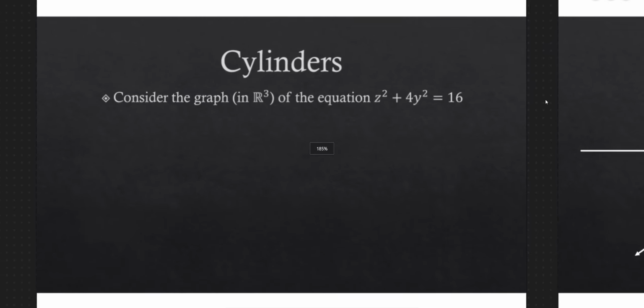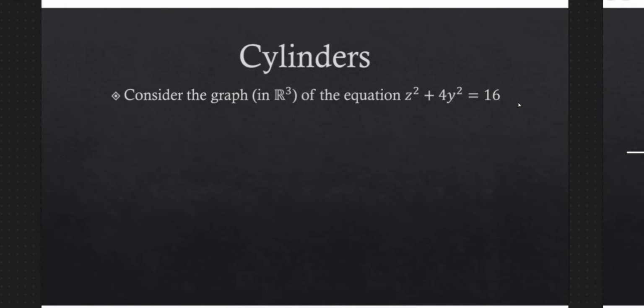So let's consider the graph of the equation z squared plus 4y squared equals 16. We can recognize immediately that I'm talking about a graph in 3 dimensions, but only 2 of the variables are present here. We're missing the x variable. So this surface is going to be parallel to, or extruded along, the x-axis. So the cylinder is going to look like it's coming towards us and away from us. And then what is it that's extruded?